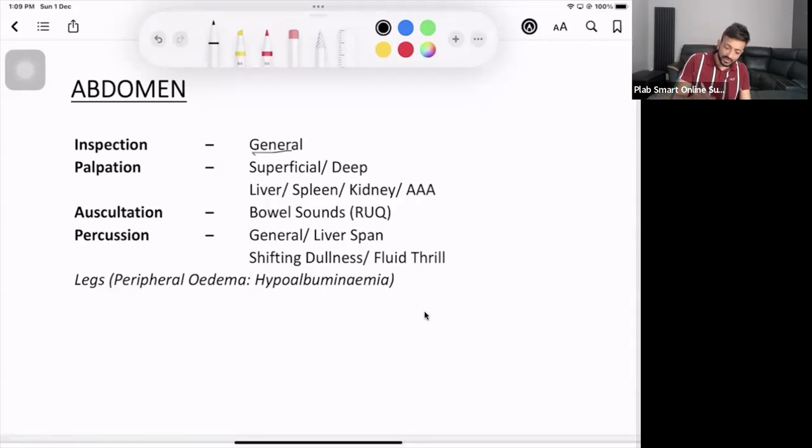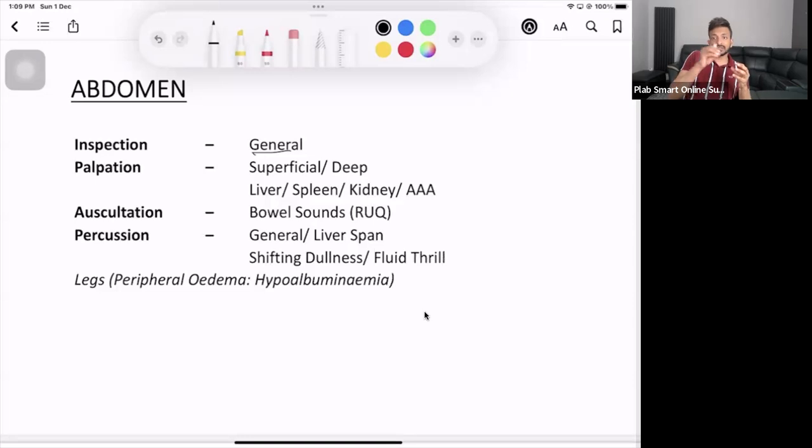So inspection, what are the things you can comment on? You can comment on whether the abdomen is distended or not. You can comment on the umbilicus, whether it is centrally placed, whether it is everted, if there is any sign of injury or trauma, or any scar marks of previous surgeries. So these are the things that you can comment on.